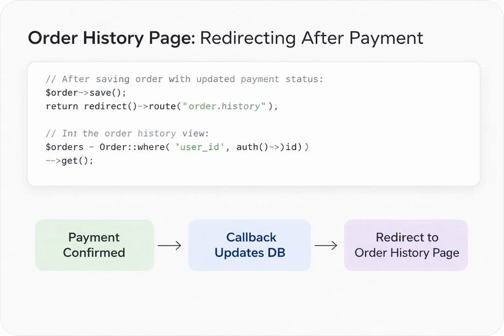After saving the order with the updated payment status, we redirect the user to their order history page. This gives the user immediate feedback. They can see their order listed with the updated payment status. The order history query fetches all orders belonging to the currently logged-in user by matching the user ID against the authenticated user's ID. This is a clean, user-friendly flow. Pay, get confirmed, and land on a page that shows your order history.